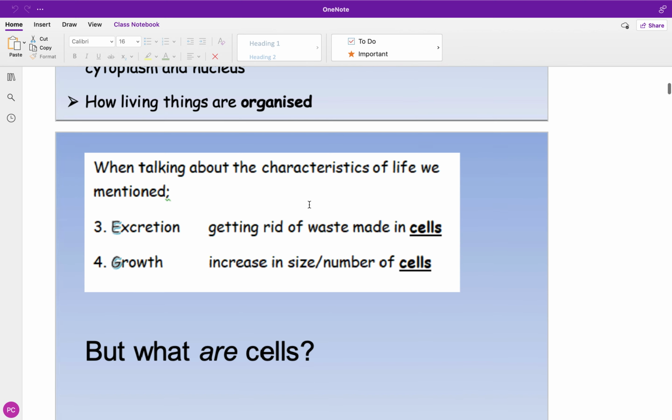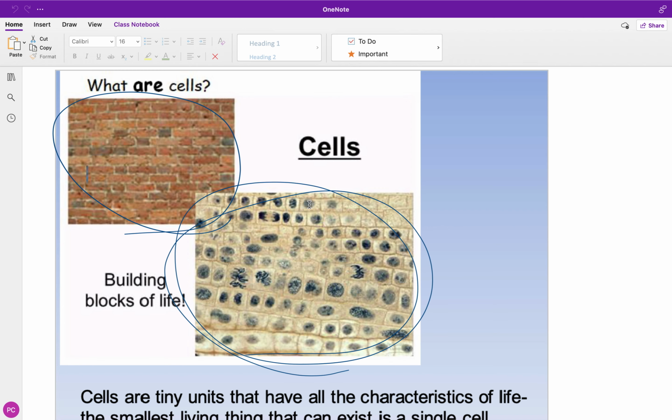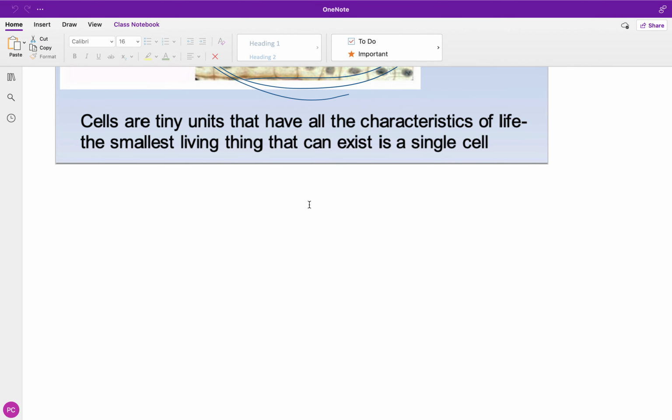So what we're going to be looking at is things like this. These are basically cells. Obviously not these ones here; they're bricks on a wall, but these ones down here are cells. They kind of look like bricks on a wall, but they are the building blocks of life. They are a load of cells in a row, piled on top of each other, and they're onion cells. So they're very, very tiny, but they have all the characteristics of life.